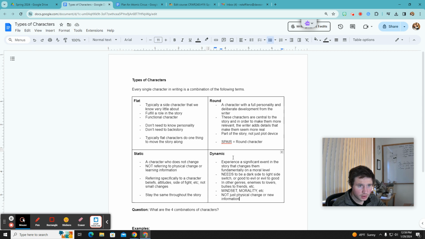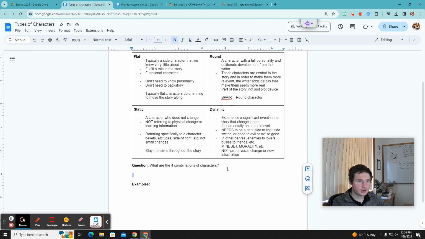So we have these 4 categories. I guess they're 2 categories, but 4 total terms, and we can combo them. So we're going to have 4 combinations of characters. We'll have a flat and static character.